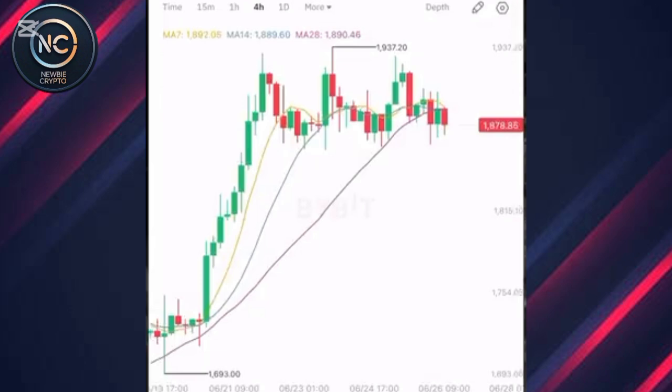This is where you can add drawings. If you want to add support and resistance, if you want to add trend lines, if you want to add indicators, you can do it on this chart.